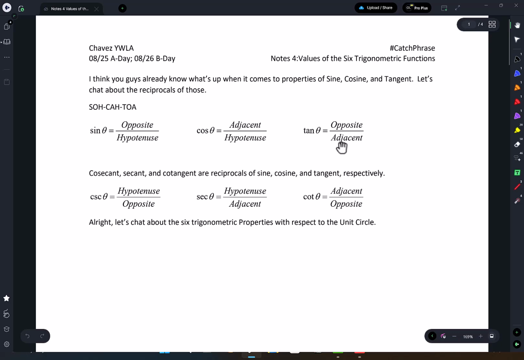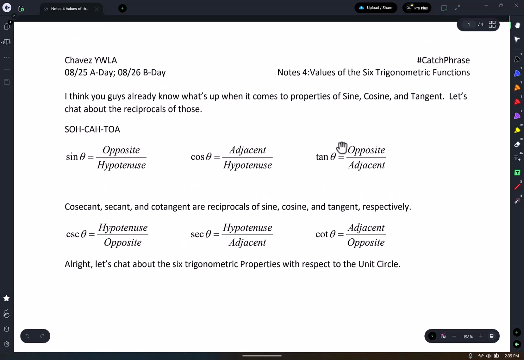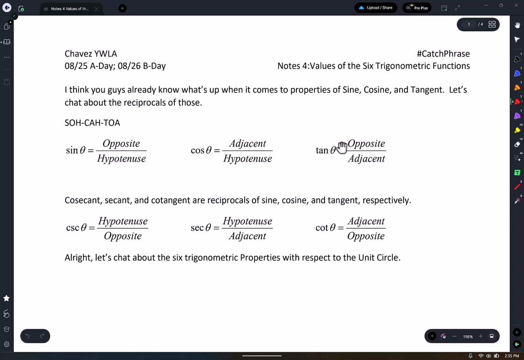All right, here we go. Catchphrase. I didn't get a chance to insert a catchphrase, so that was my hashtag catchphrase. I think most of this you probably already know because we talked about it during the summer.